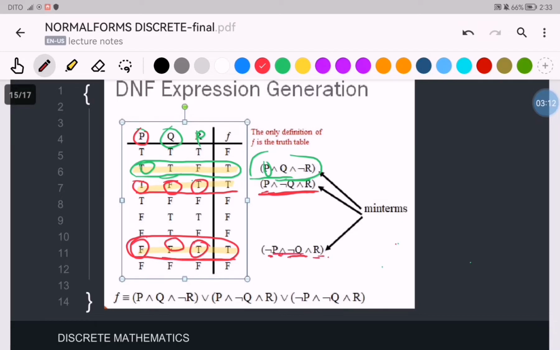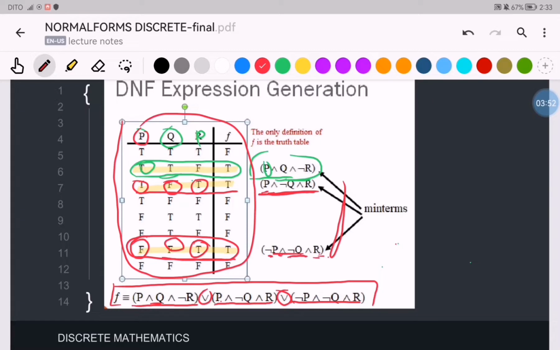So, then relate it to the pattern. F equals, in this first pattern, P conjunction Q, conjunction negation of R. Second pattern, disjunction. Then the next pattern, just copy: P, conjunction negation of Q, conjunction R, and disjunction. Then the last pattern. So this is the answer, the DNF in this table. That is the simplest way to solve the DNF.